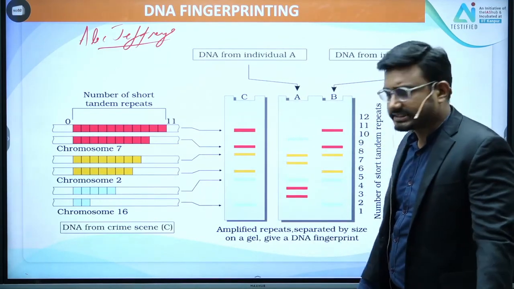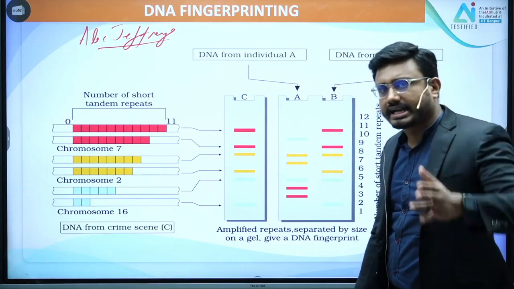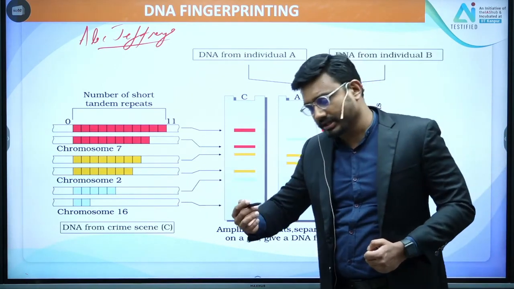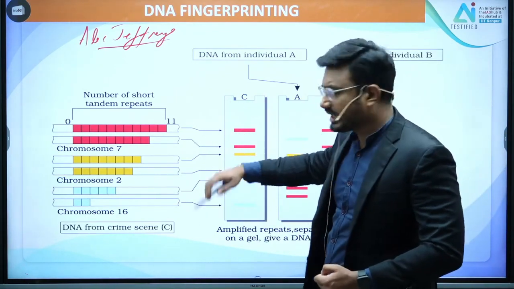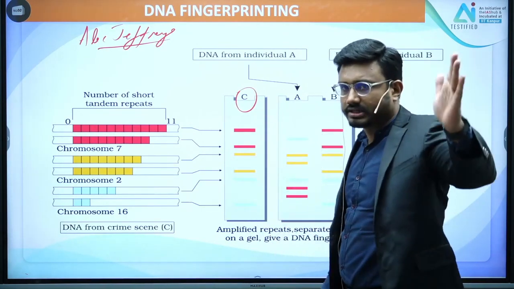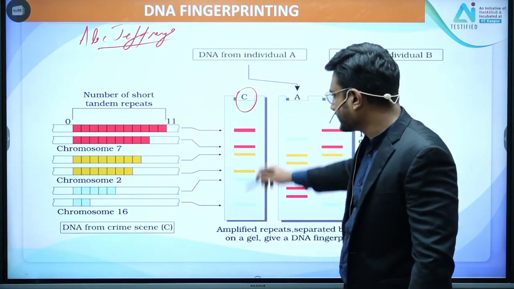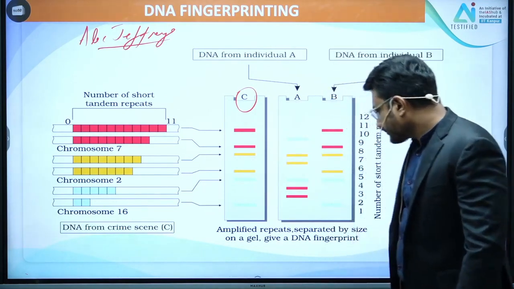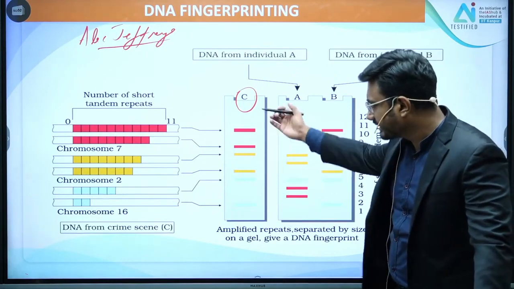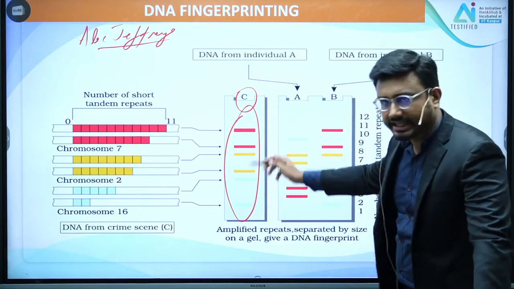Let us try to understand the DNA fingerprinting process. A crime has happened, and from the crime scene I am able to get a hair sample. From the hair sample, I analyze the DNA. The DNA that I am analyzing from the hair sample from the crime site is mentioned here in the C column. After gel electrophoresis, the fragments of the DNA are separated, and they have been shown like this.